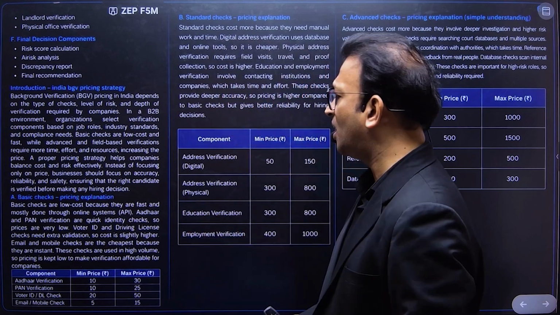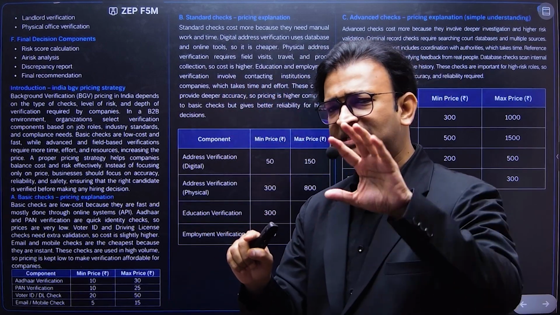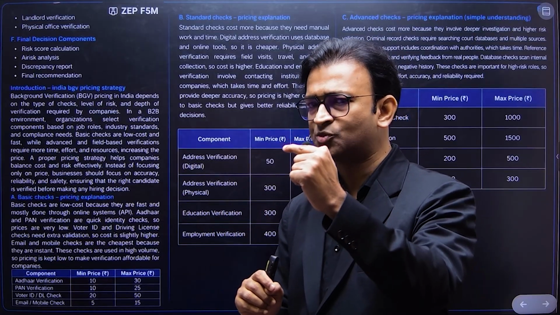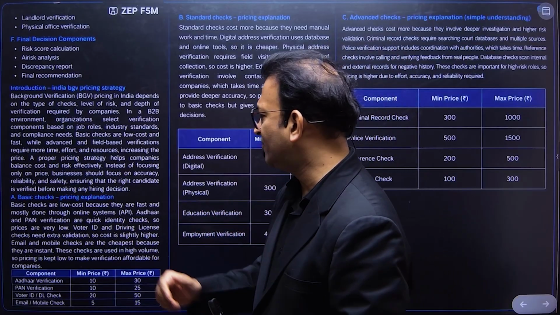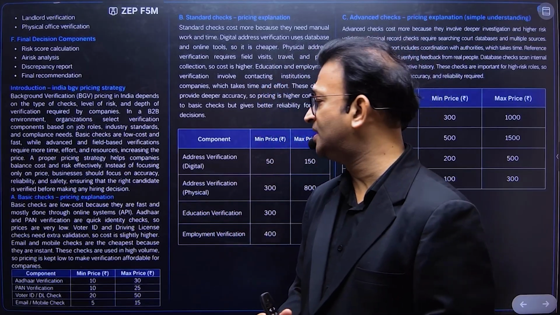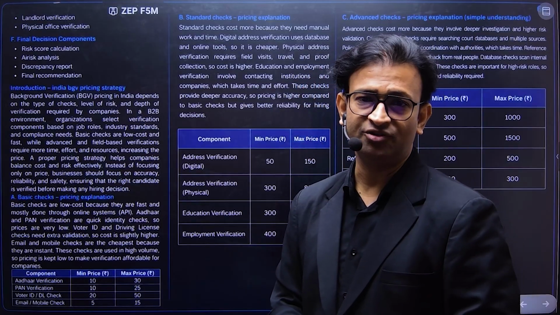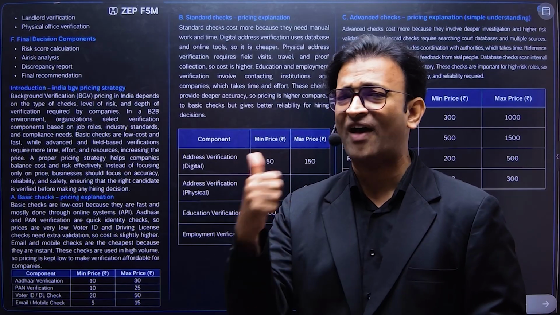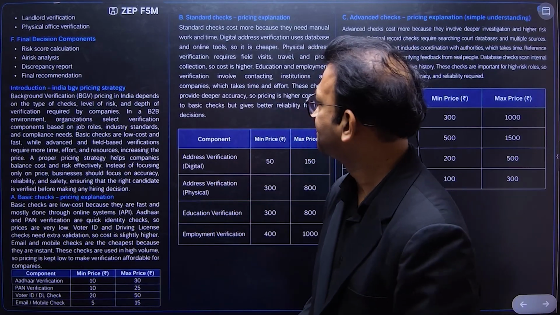So, starting with Aadhaar verification, the minimum price is 10 and the range is 10 to 30. It may go a little bit up as well, but the range is 10 to 30. PAN verification, 10 to 25 rupees. Voter ID and DL check, 20 to 50 rupees. And email and mobile check is the lowest because it's fast and instant, 5 to 15 rupees only.